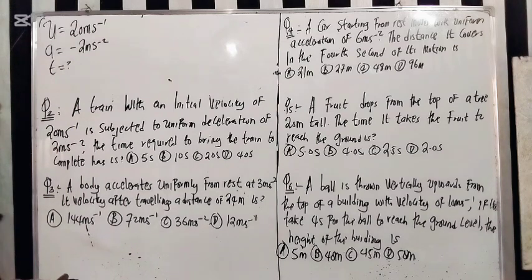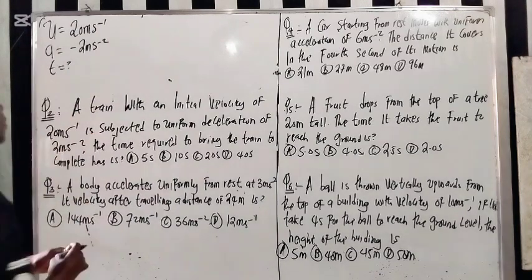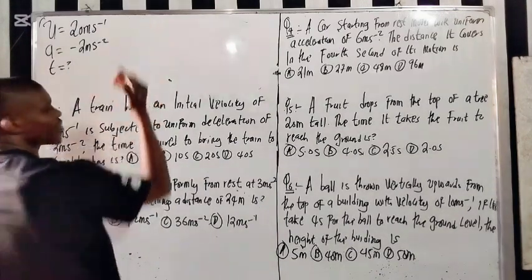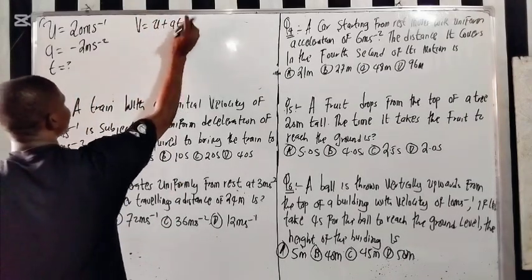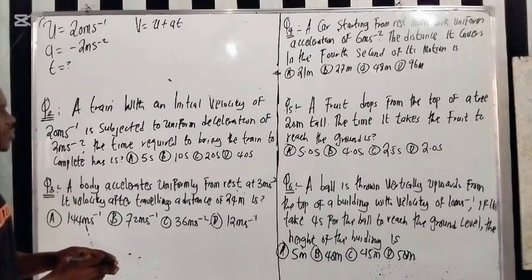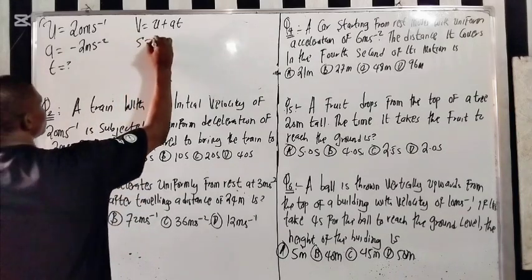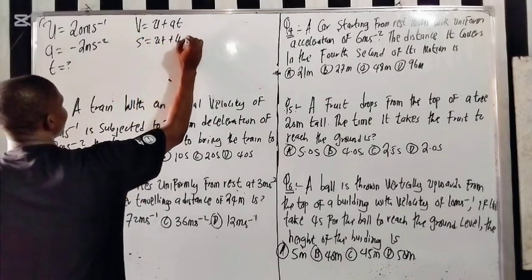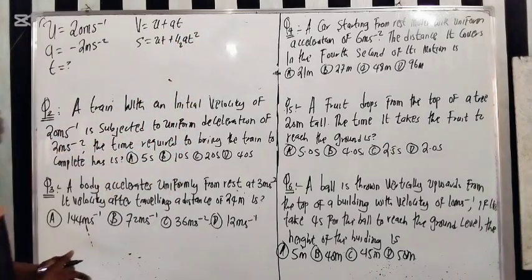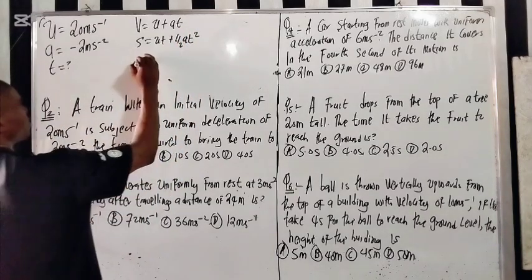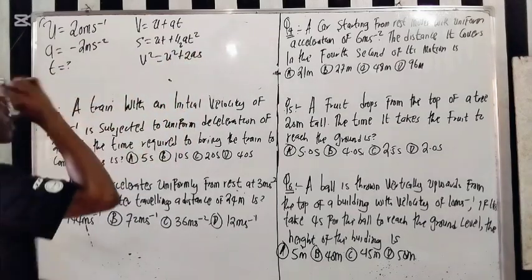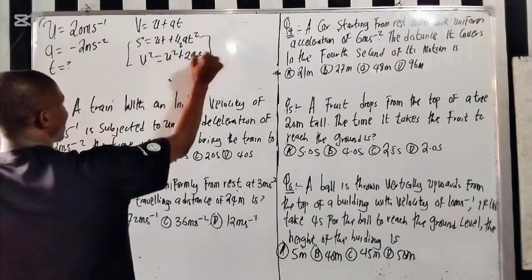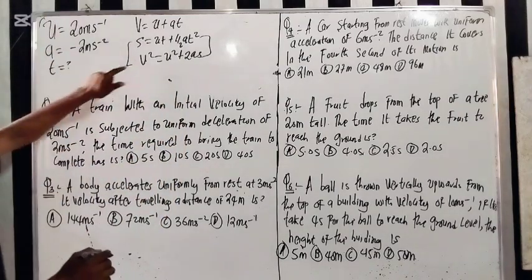So now let's know what equation of motion we are going to use. Since I talk about the time, we have 3 equations of motion. The first one is v equals u plus at. The second one is x equals ut plus half at squared. Then the third one is v squared equals u squared plus 2ax. Now, these two have distance, and there is nothing about distance here, so we cannot use these two.